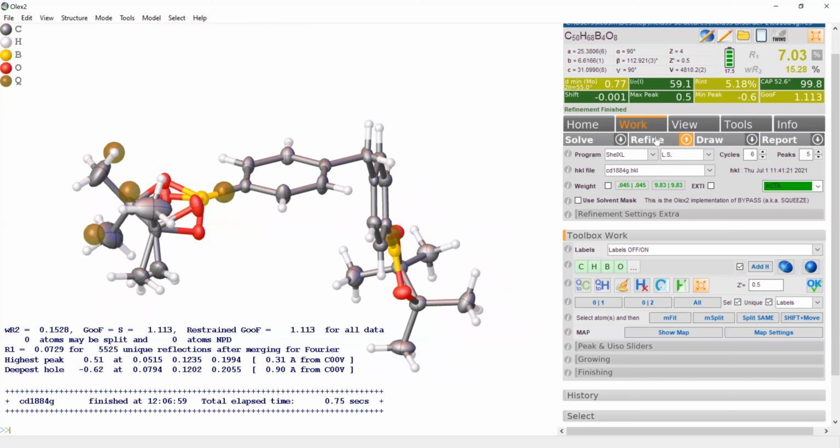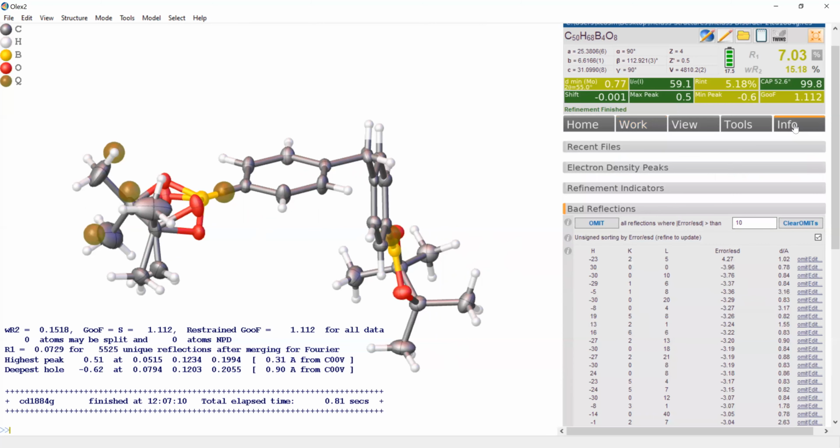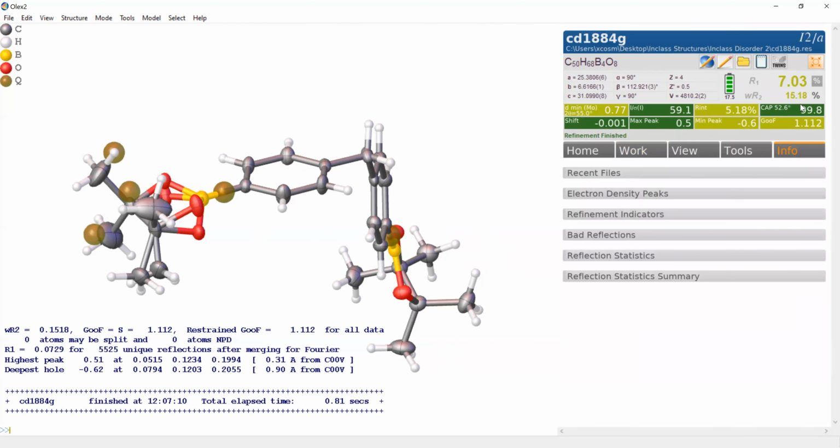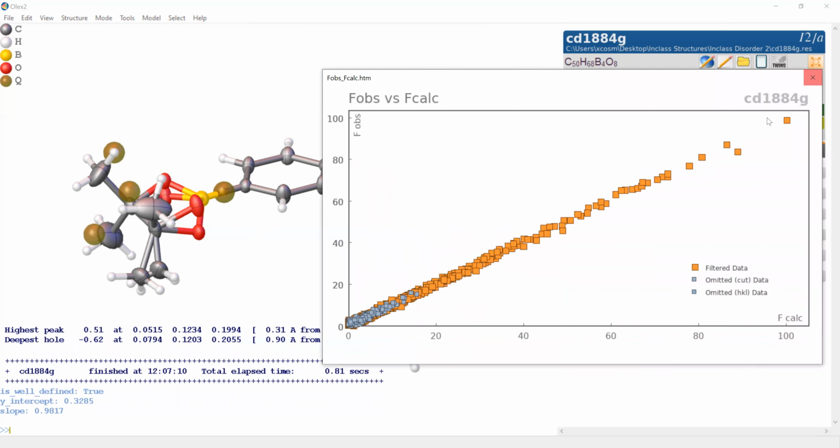And so right now I'm just messing with the weighting parameters and getting the final R that I want. We can check bad reflections. There's really no bad reflections in this data. If we look at the data plot, most of it looks like a linear trend. So there's no outliers to remove. So that's good as well.